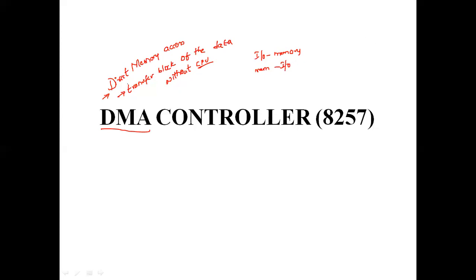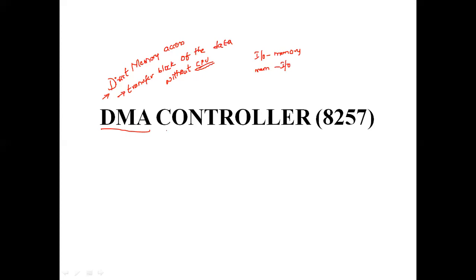But when it comes to DMA, as the name itself indicates, direct memory access, we can access the memory directly without the intervention of the CPU. Intervention is nothing but involvement of the CPU. So here the CPU is not involved. Directly we are going to transfer the data. So that is DMA.